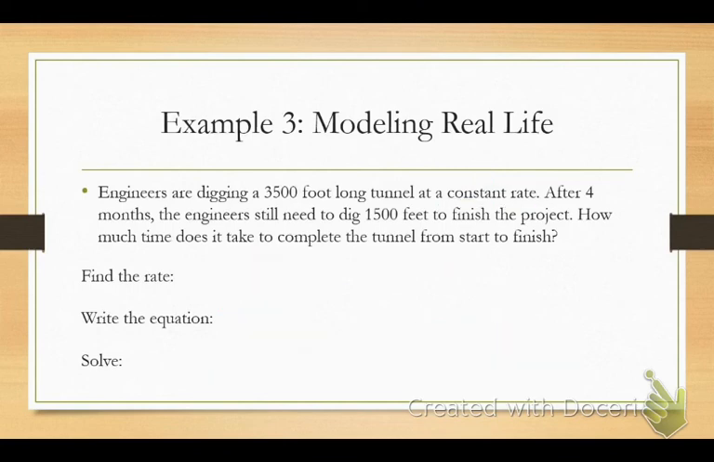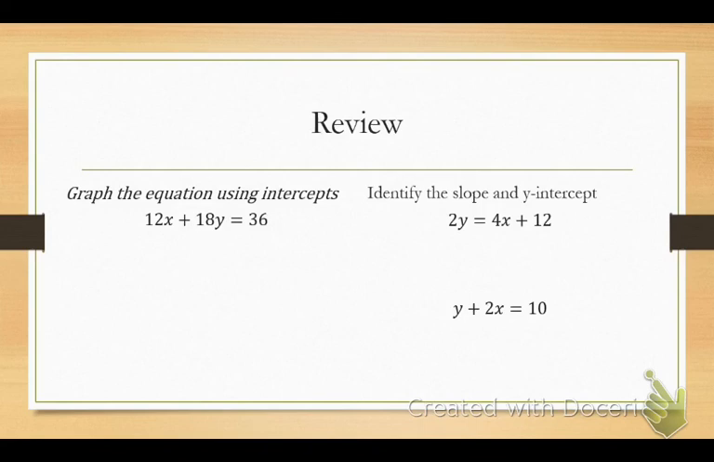Okay, real quick, I just want to do a quick review. We're not going to do the intercepts because we already did that problem at the beginning of the lesson. But look at this one. Identify the slope and y-intercept. Is this first equation, you don't have to do this, just look up here. Is this equation ready to say m equals b equals? No. Is it ready? What do I need to do? Divide everything by 2. I must get y by itself. Y equals 2x plus 6.